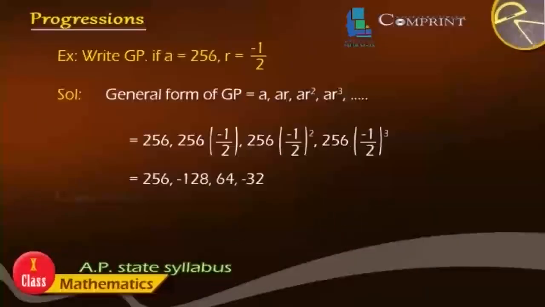Example. Write the GP if a = 256, r = -1/2. Solution. General form of a GP is a, ar, ar², ar³, and so on. 256, 256 × (-1/2), 256 × (-1/2)², 256 × (-1/2)³ = 256, -128, 64, -32.